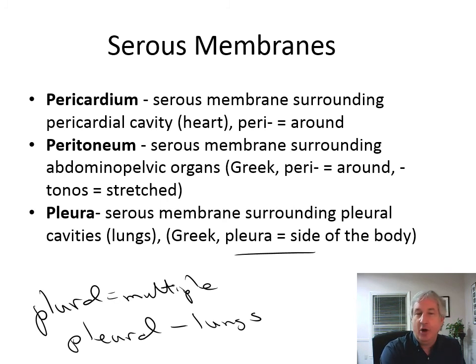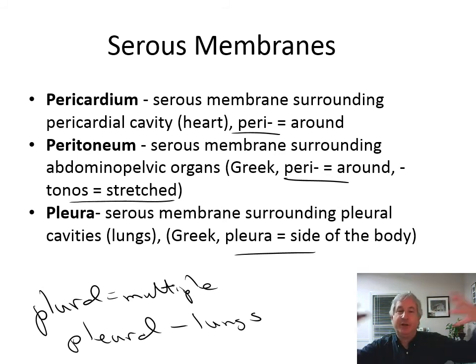Let's see. The heart meaning pericardium. Cardio meaning heart. Peri meaning around. Peritoneum. Peri meaning around. Tonus meaning stretched. So peritoneum is stretched around all these abdominal organs. Okay. All right. Next slide.